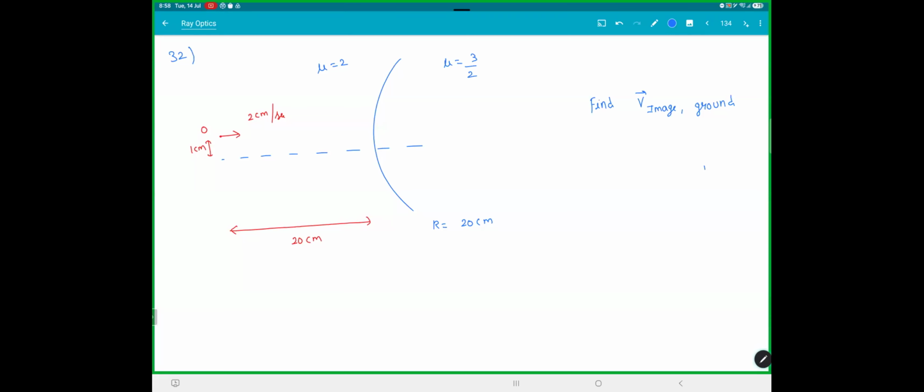Try. This is lengthy. I'll give you 2, 3 minutes more. That's one thing with ray optics. The questions are manageable, but you need to keep solving.